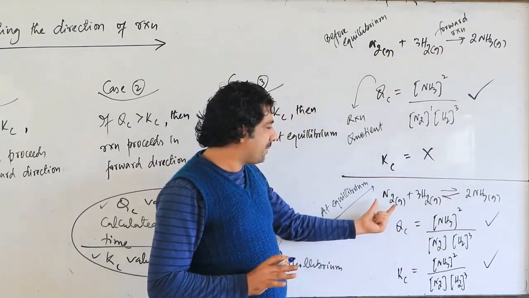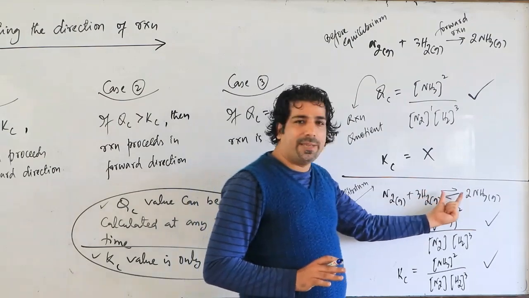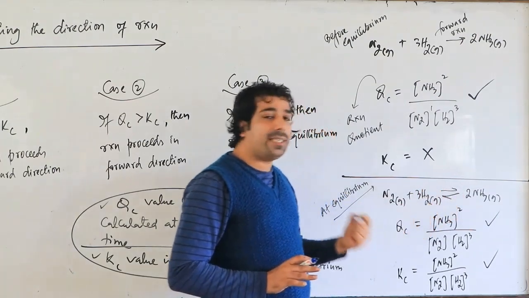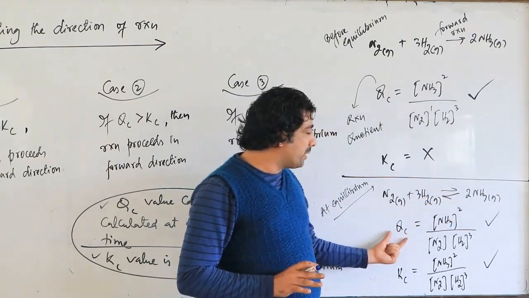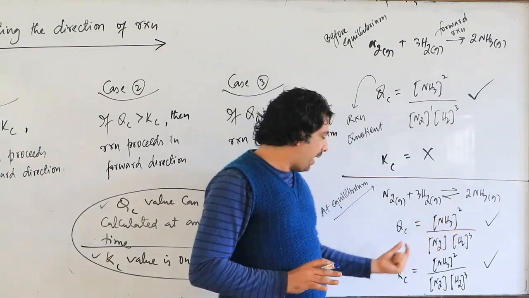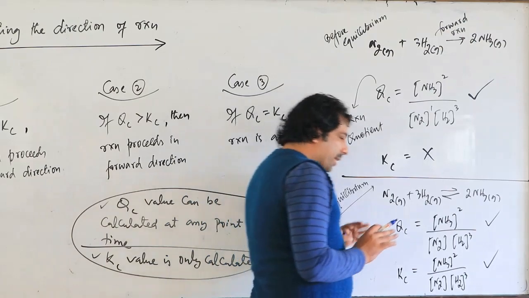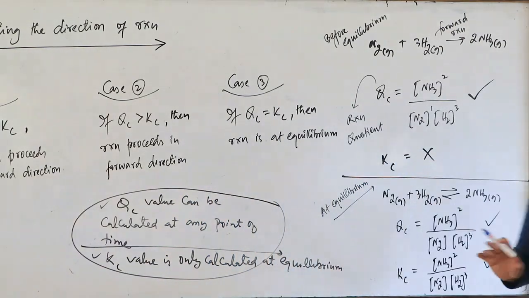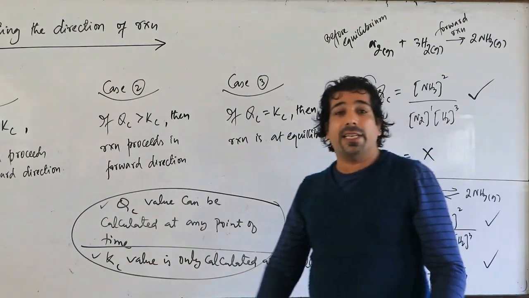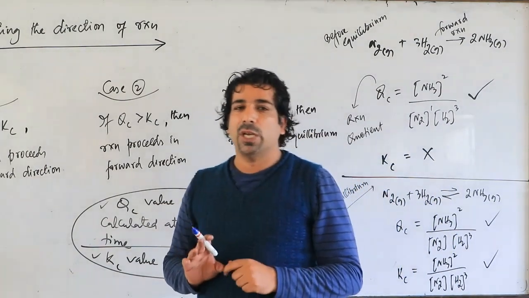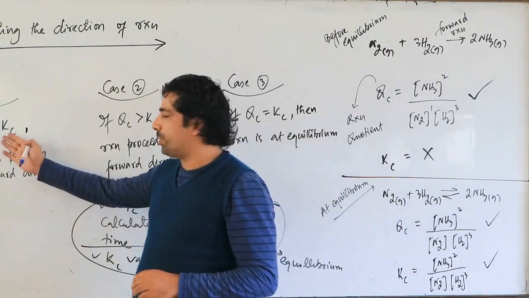But look at this. This reaction is at equilibrium. When this reaction is at equilibrium, what happens? The Qc value I can calculate and the Kc value also I can calculate, my dear friends. So now you have understood one thing, that Qc can be calculated at any point of time, but Kc is only calculated at equilibrium, my dear friends. Please remember. So now let us understand the situation.